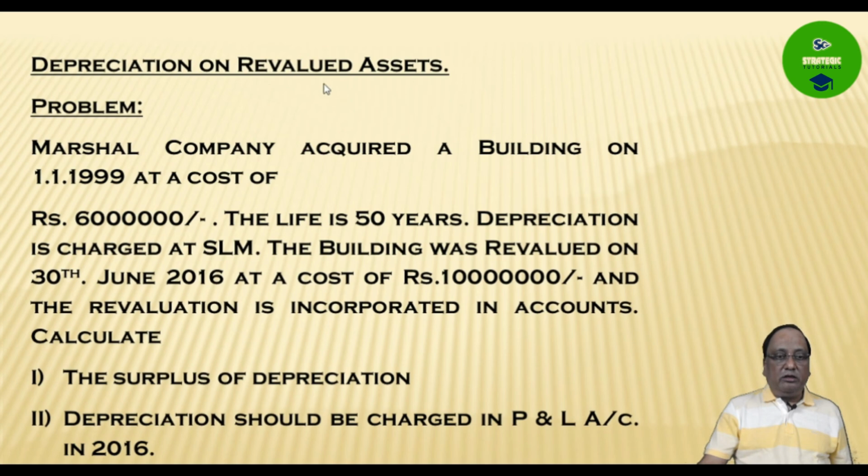Next, depreciation of a revalued asset. I am giving you one problem. Marshall Company acquired a building on 1st January 1999 at a cost of rupees 60 lakhs. The life is 50 years. Depreciation is charged on the straight line method. The building was revalued on 30th June 2016 at a cost of rupees 1 crore, and the revaluation is incorporated in the accounts. Calculate the surplus and the depreciation that should be charged to P&L in 2016.